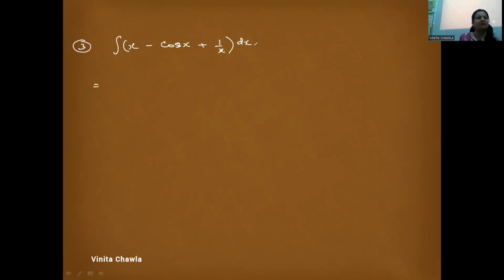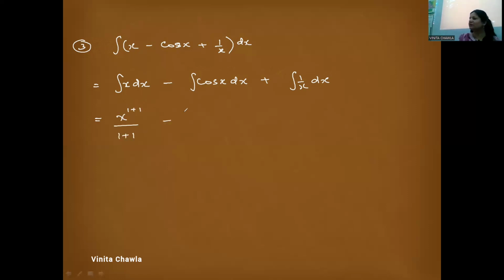So first we will write them separately. Okay, it's x dx and we have a negative sign cos x dx. Then we have a positive sign, 1 by x dx. What will we get? X on integration becomes x square by 2. Yes. And here, integration of cos x is sin x. And 1 by x is log x. And then we will write the constant of integration.